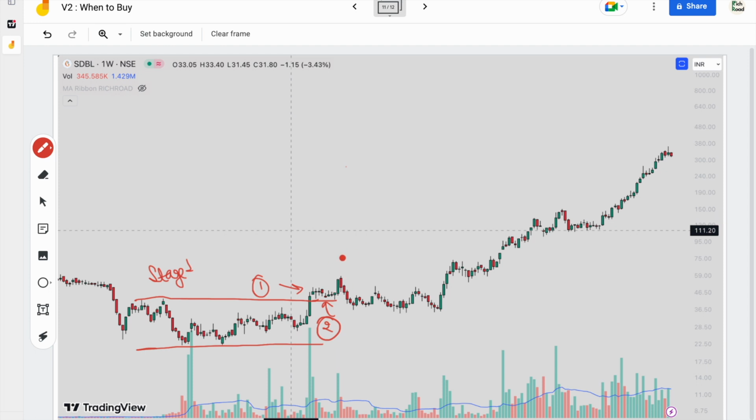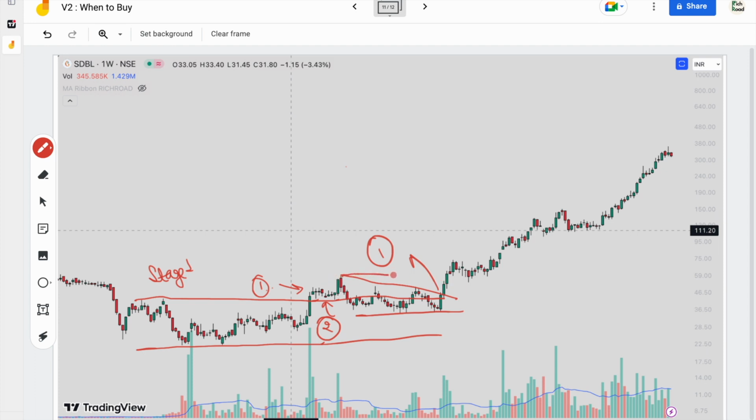But then what happened was, again you came back into the stage 1 area. Not exactly into it, but you were in it back again. And see the kind of price action that was happening. Very volatile. Right? Then it gave you this kind of structure. Once you broke above this, that was your entry number 1 again. Similar to this.